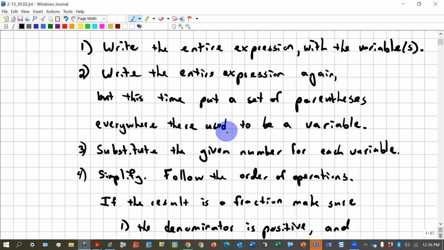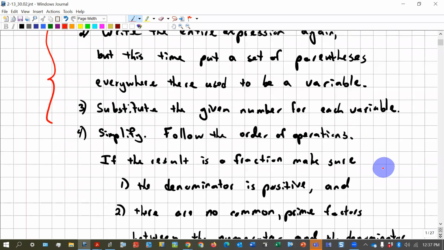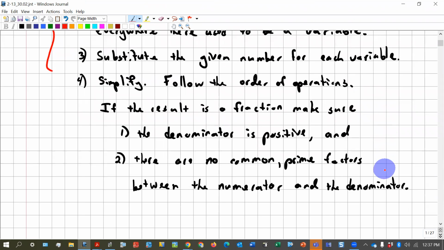So you take the variable out, you replace the variable with a set of parentheses, and then you substitute the number that's given. And for practical purposes, those two steps are done sort of at the same time, but for note-taking purposes, I'll have them separate for today. And then you follow the order of operations until you have just a numerical result. And if your answer is a fraction, you need to simplify your fraction as well.